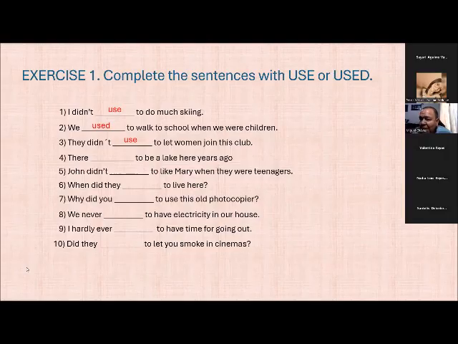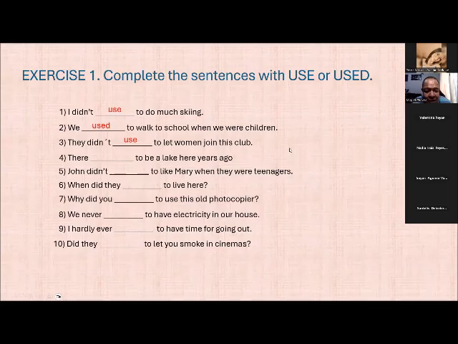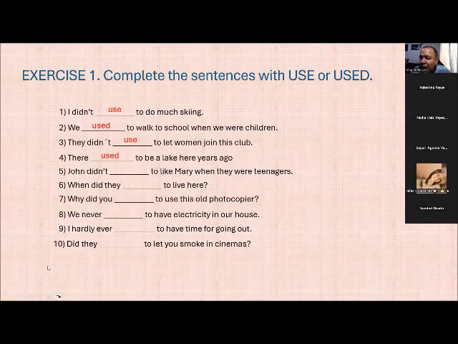Please, Yasmin. There used to be a lake here years ago. Yes, you're right. Used. Okay. Yasmin, thank you so much for your help. Number 5, please. Who can help us with number 5? They are very easy for you. You have to choose only between use or used.